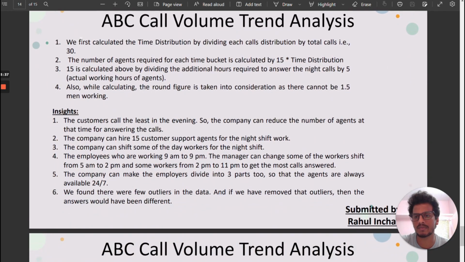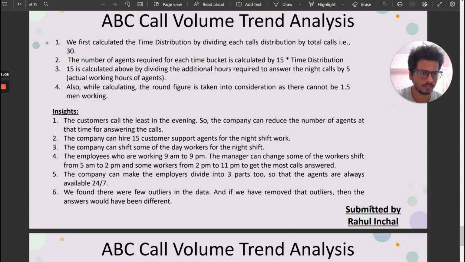Let's see what is the insight which we can take. We first calculated, and I have explained all these things, so you guys can go ahead and check it out. The customer calls the least in the evening, so the company can reduce the number of agents answering calls at that time. Now these are the insights which as a data analyst we can give. Again, the final call at the end of the day is going to be taken by the manager, your team lead, or the CEO, CMO, or whoever. Fine.